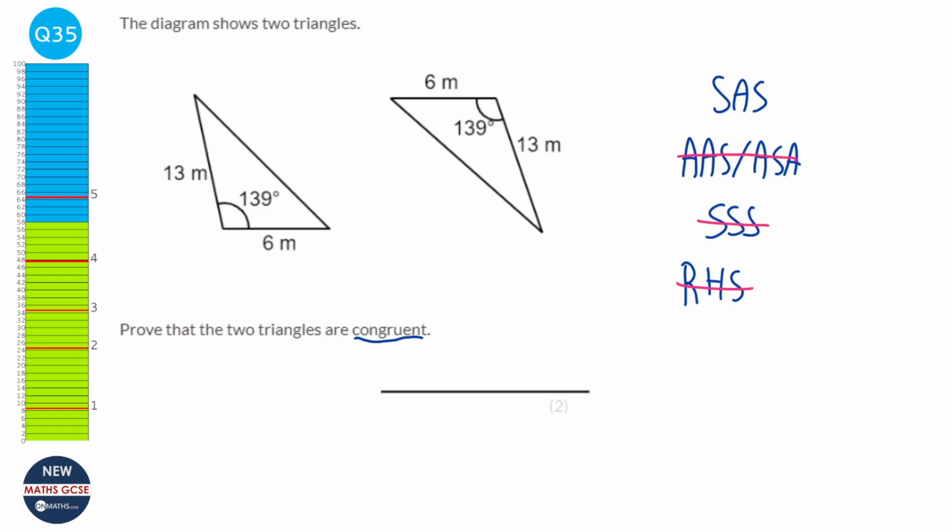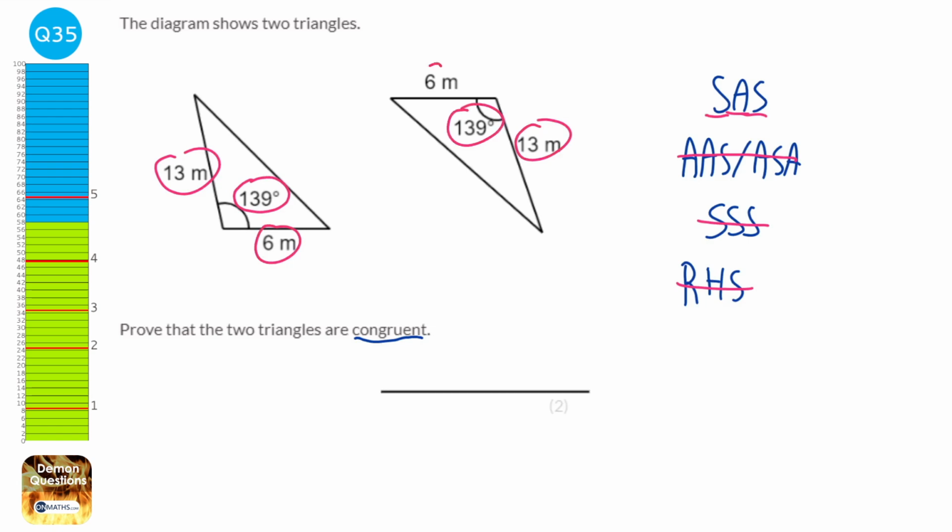So we're looking to see whether it has the same side, then angle, then side. So here we've got 13 as a side, then 139 as an angle, then 6 as a side. 13 as a side, 139 as an angle, and then 6 as a side. So they have the side, angle, side.